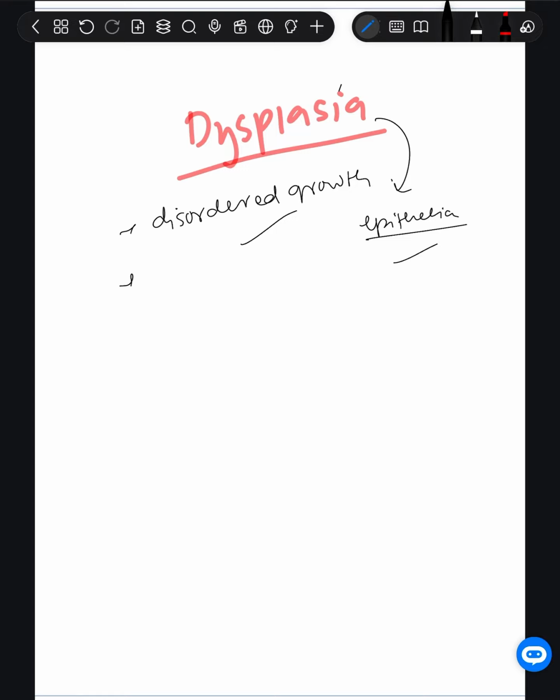In this, what do you mean by disordered growth? By disordered growth, I mean that the epithelia has lost its uniformity.